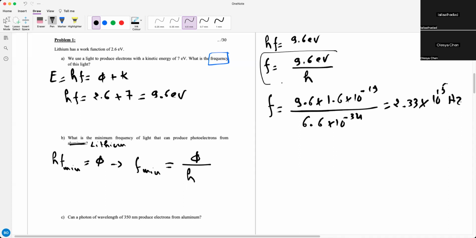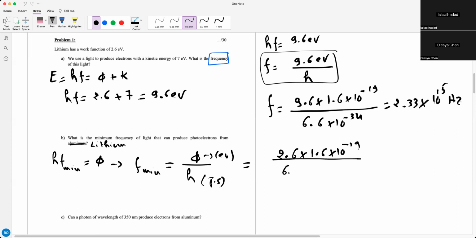Similarly here, this is given in electron volts and this is in joule seconds, so we have to convert to joules, sorry. So again, 2.6 times 1.6 times 10 to the minus 19, divided by 6.6 times 10 to the minus 34. So we do so.